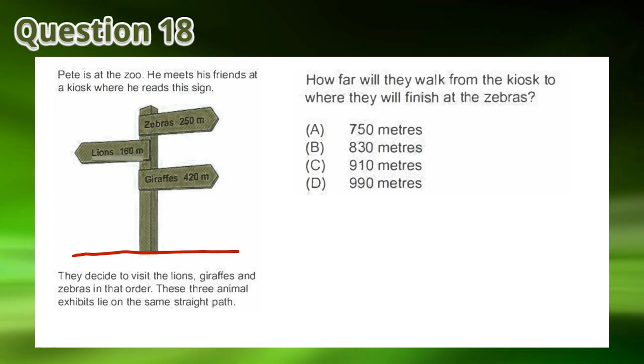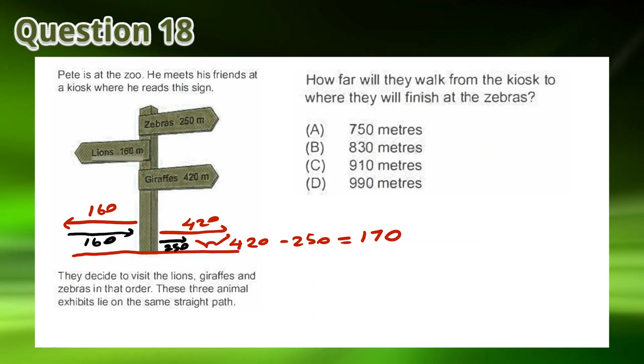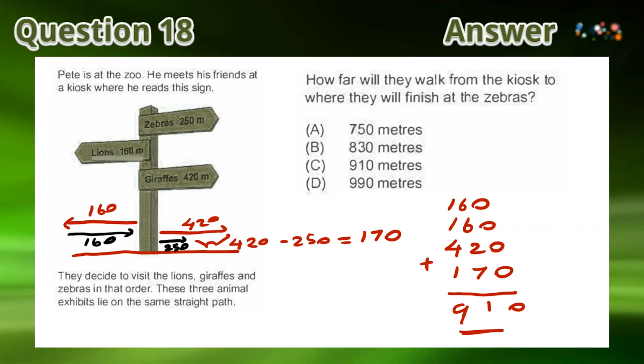Pete went 160 meters to the left to meet the lions and another 160 meters to come back to the kiosk. He then went to meet the giraffes, which is 420 meters to the right, and then he went 170 meters to the left to meet the zebras. Altogether, Pete walked 160 plus 160 plus 420 plus 170, which is 910 meters. So the answer is C.